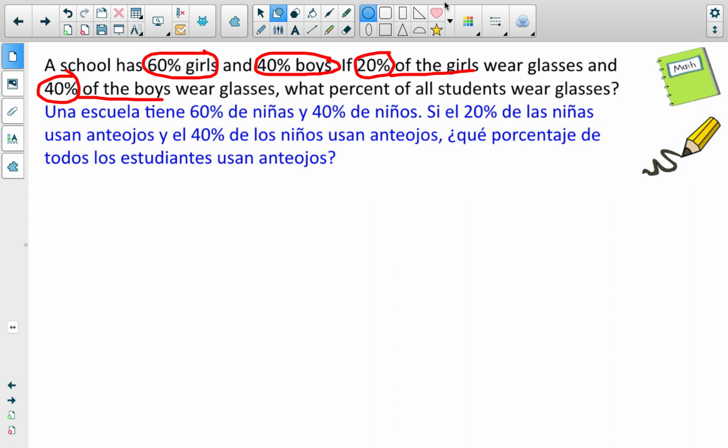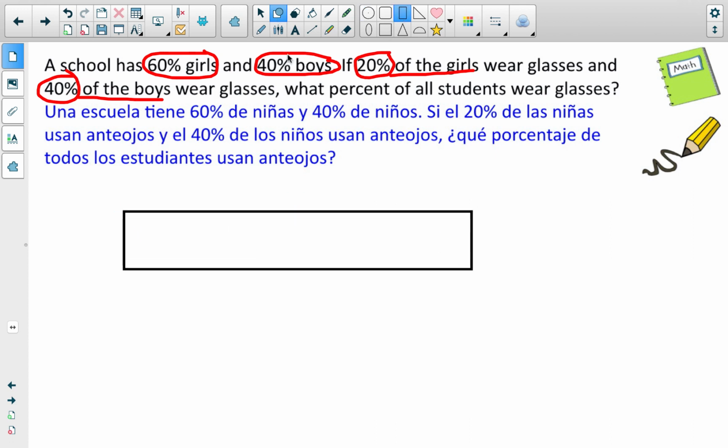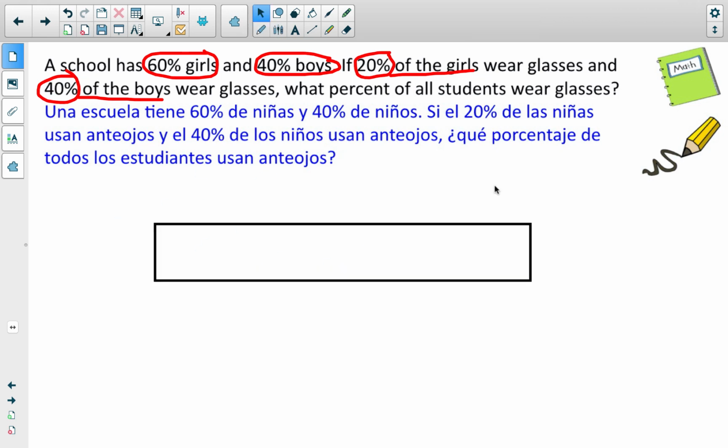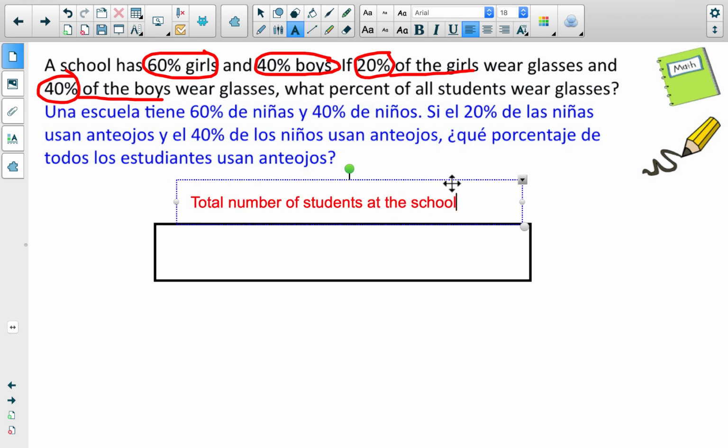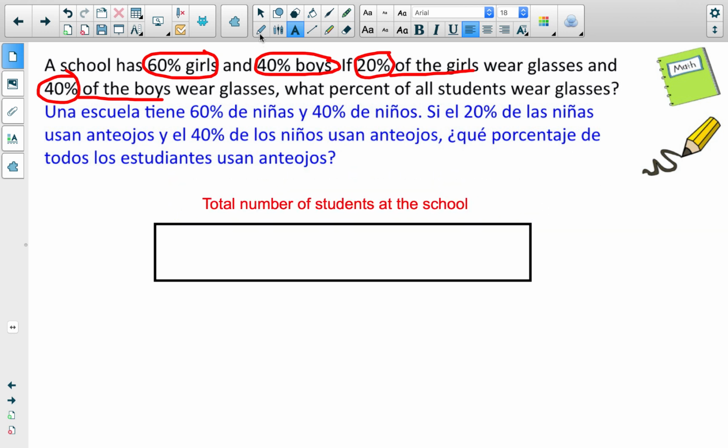But in order to do that, and like I said, today's going to be challenging, we have to make sure we understand the problem at hand. Let's say this bar represents the total number of students at the school, regardless of if they wear glasses or not. This entire 100% represents all the students at this school.